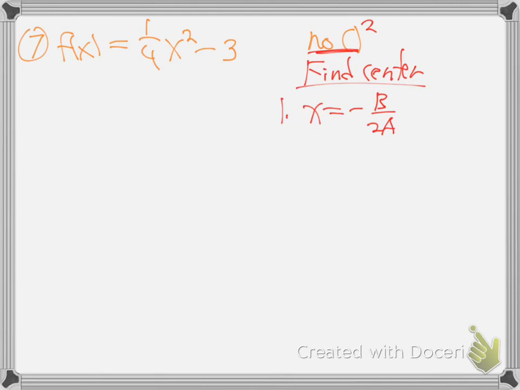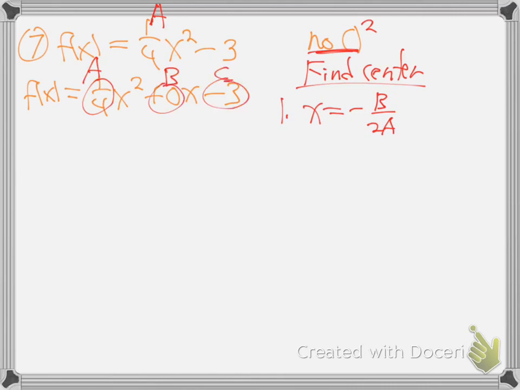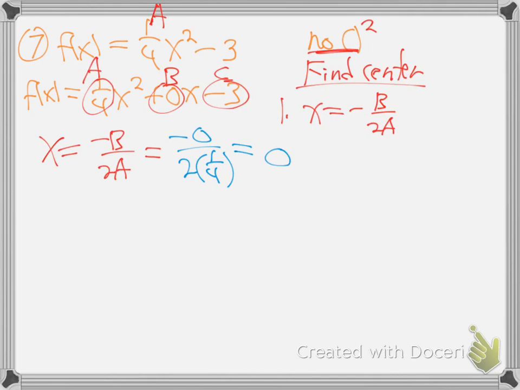So what do I mean? Let me rewrite this function. f of x is 1/4 x squared. Notice the middle term is missing. Let me just write in 0x minus 3. That'll help make it easier to see. This is a, b is 0, and this is c. The x term is missing. So when we write the formula, x is negative b over 2a. Negative b, what's b? 0 over 2 times a, 2 times 1/4. 0 over anything is 0. So x is 0.